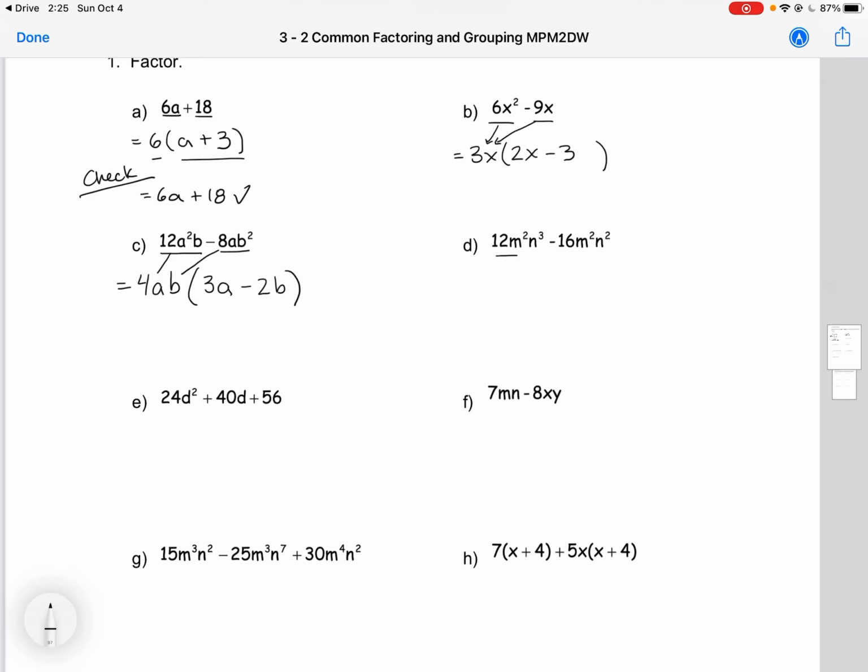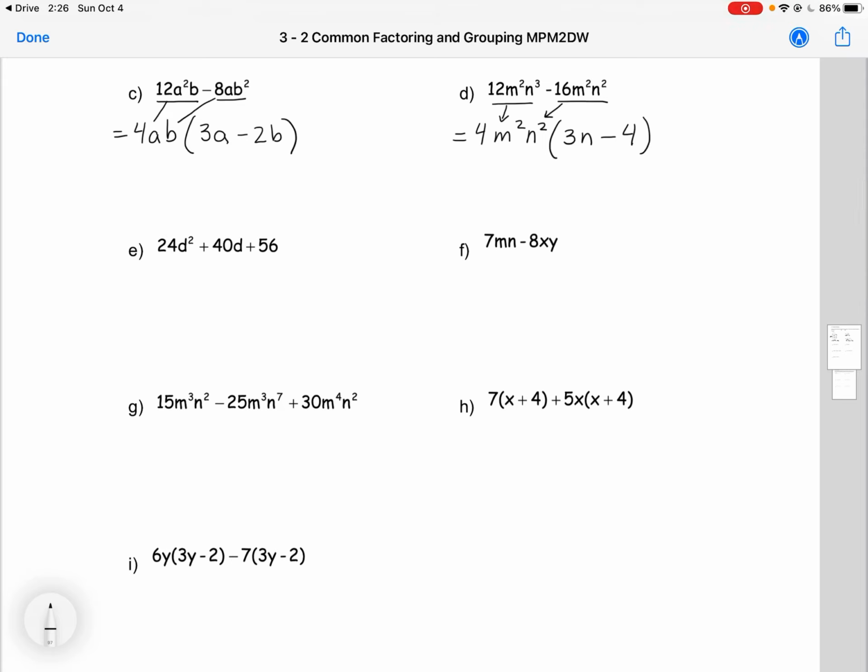Moving on to my next one, I've got 12m squared n cubed and 16m squared n squared. First, looking for my greatest common factor. The greatest number I can divide both of those by, again, is 4. I can take 2 m's out of each term without having any decimals, and I can also take 2 n's out of each term. So now for inside my brackets, I'm going to take my first term, divided by my common factor, leaves me with 3n, and then my second term, divided by my common factor, is going to leave me with 4. That's it.